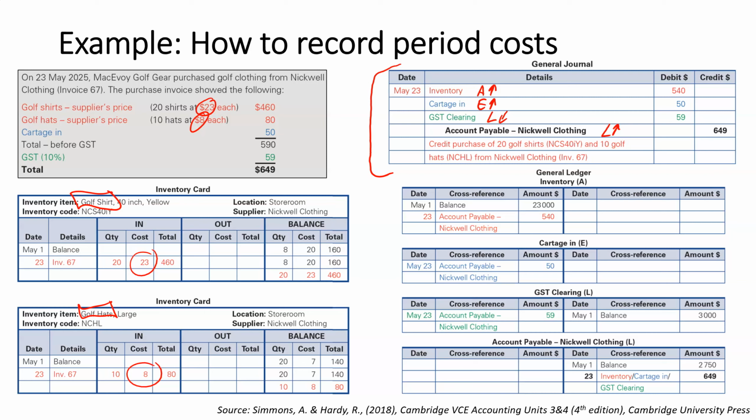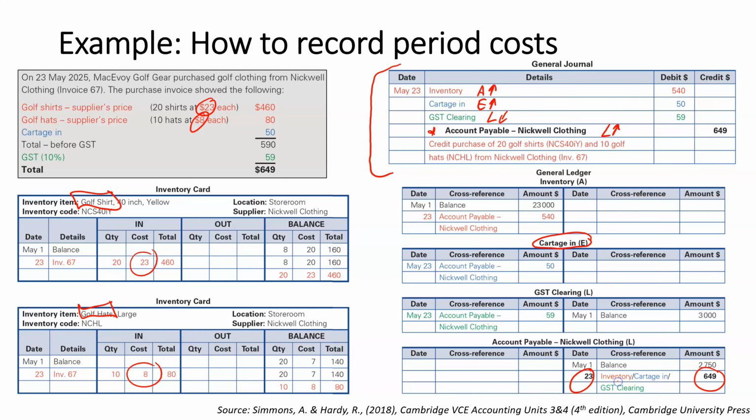So what does that mean in the general ledger? Well, the cartage in, when it is a period cost, is going to have its own ledger account. It's not going to be part of the inventory account. And what that's going to mean over in our accounts payable, if you have a look at the transaction at the very bottom, is we now have quite a complex cross-reference, because that amount of $649 that we now have to pay back to Nick Well Clothing comes from 3 different places.